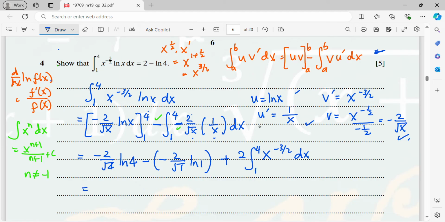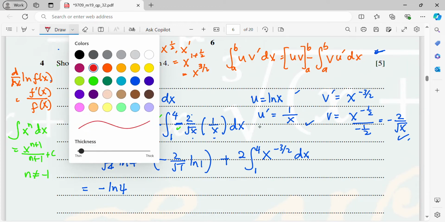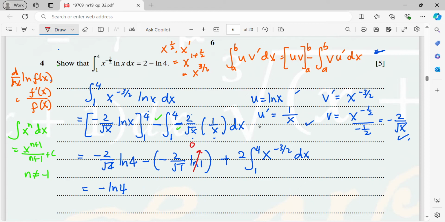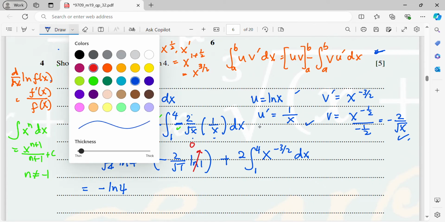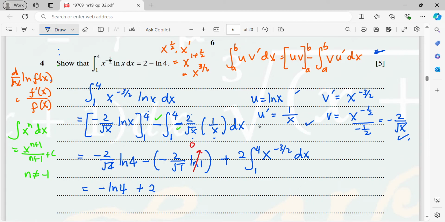Now for the first one, square root 4 is 2, so minus 2 over 2, that is minus 1, so minus ln 4. For the next term, ln 1 is basically 0. Now my next term is plus 2 times the integral of x to the power negative 3 over 2. This integration is already done; that is our v. So I will just rewrite this: negative 2 over square root x from 1 to 4 limits.